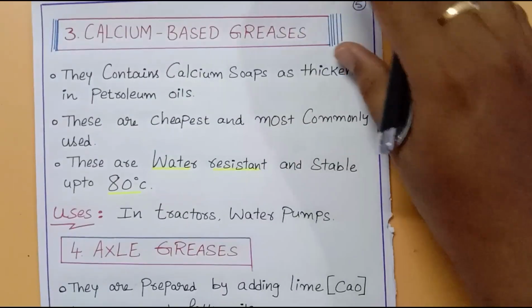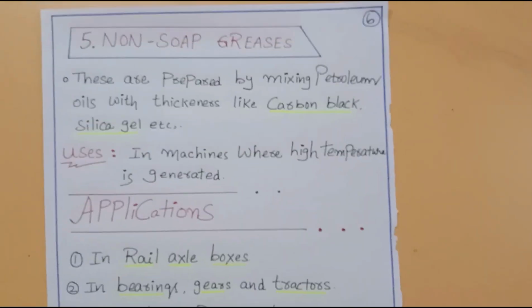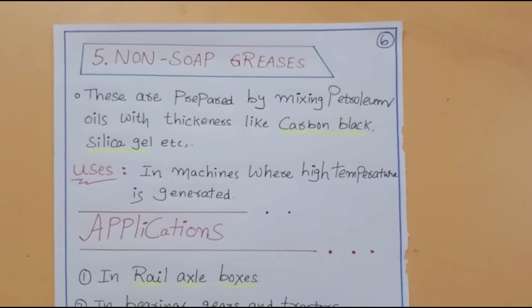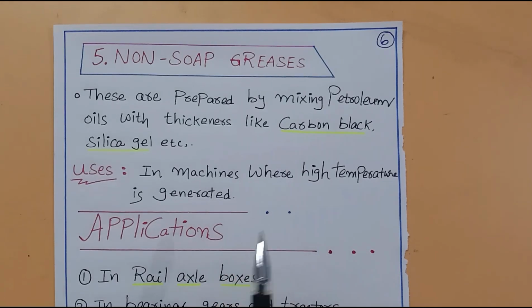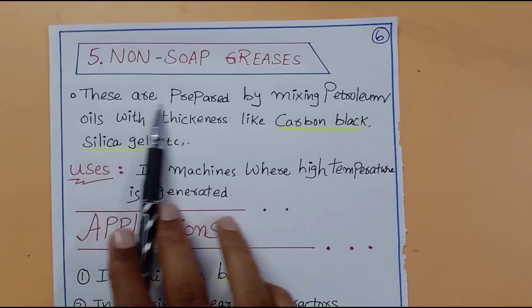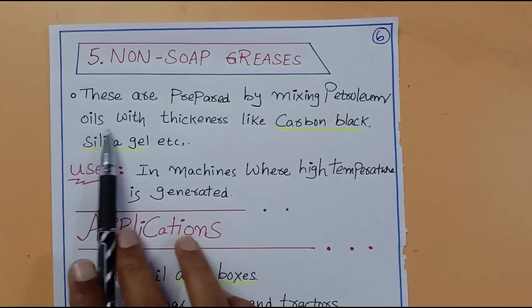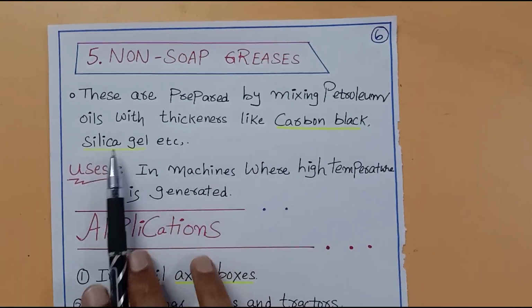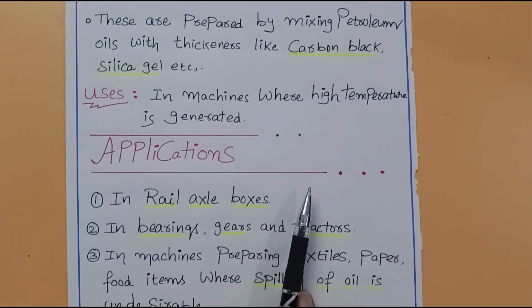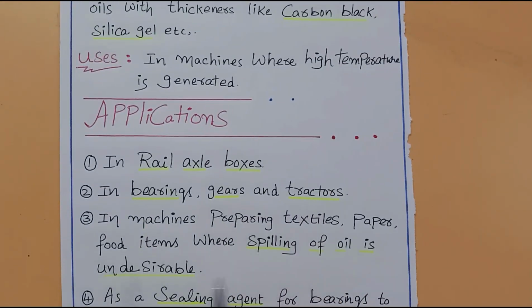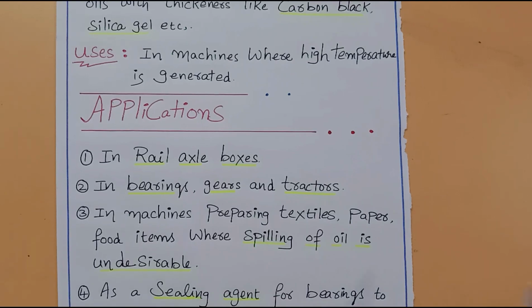Okay, students. Then the last category of greases will be the non-soap greases. As the name indicates, the non-soap greases don't have a soap as the thickening agent. These are prepared by mixing petroleum oils with thickeners like carbon black, silica gel, etc. These are used in machines where high temperature is generated. So that is about the classification of greases. There are 5 types.